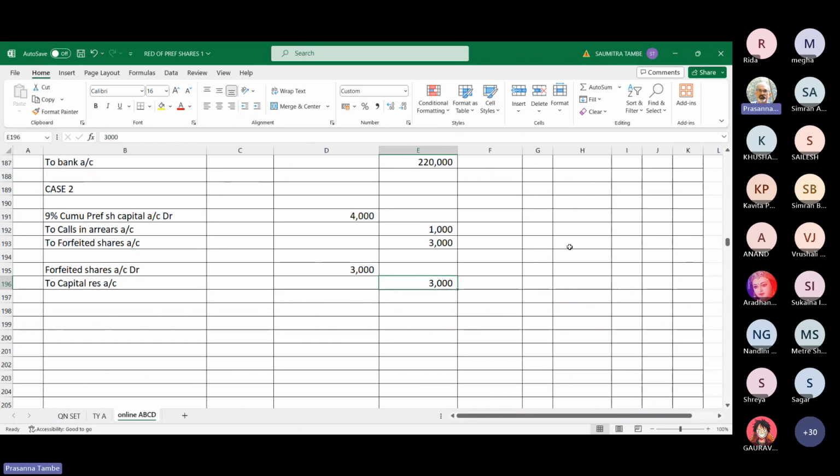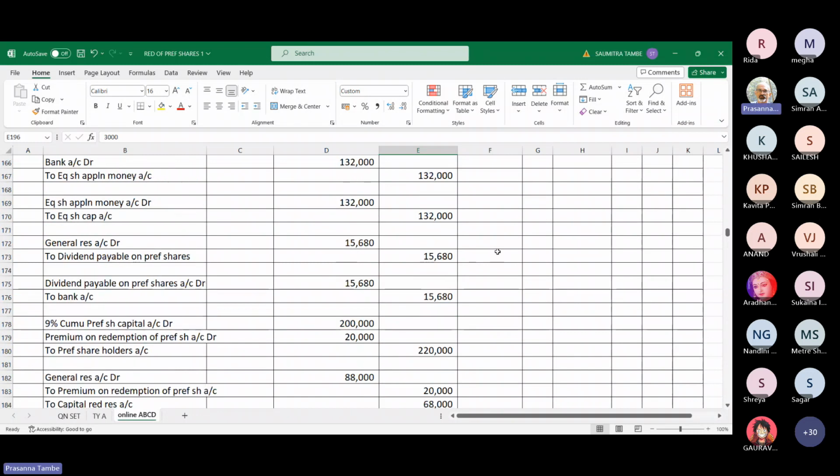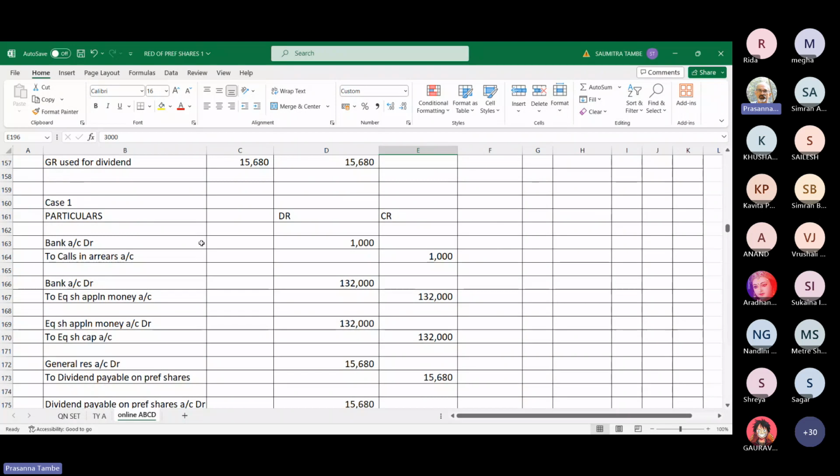Any difficulty with forfeiture entries? Yes, cancellation, forfeiture. Everybody has followed these two entries. Okay, now it will be more or less same like what we did earlier, except the numbers will change. Here we received that amount, and in second case we did not receive that amount, so we had to cancel those shares.